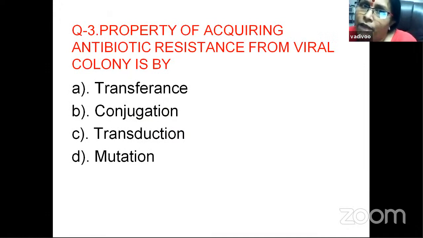Next, a property of acquiring antibiotic resistance from a viral colony. Here the options are transformation, conjugation, transduction, or mutation. So the keyword is viral colony. Transformation is transfer by naked DNA. Conjugation is formation of a conjugation tube. Transduction is transfer of genetic elements by bacteriophages. Bacteriophages are nothing but viruses that infect bacteria. So here the choice is transduction.